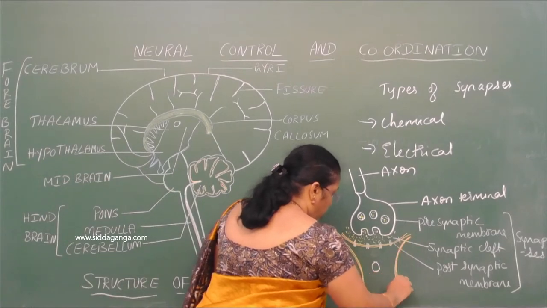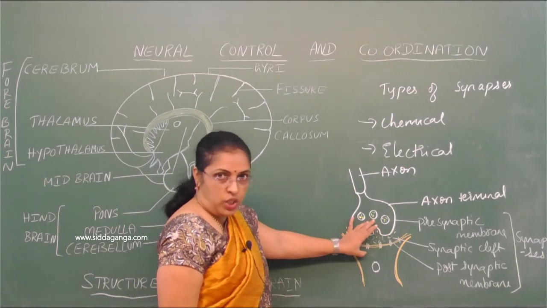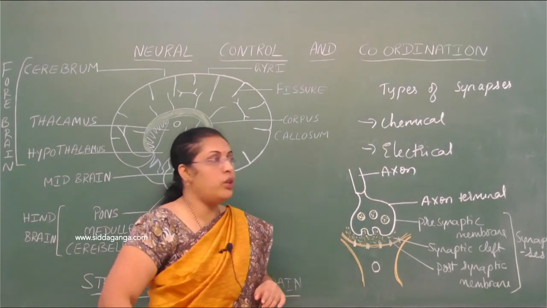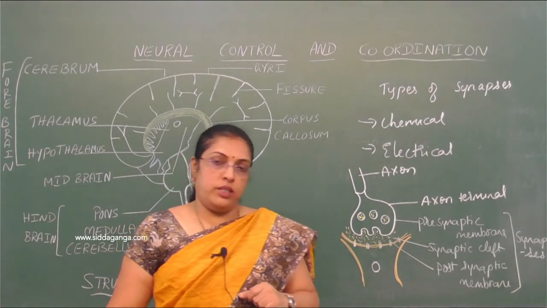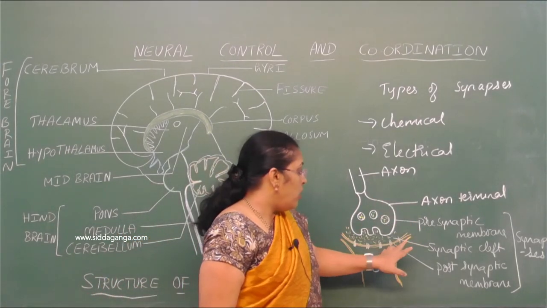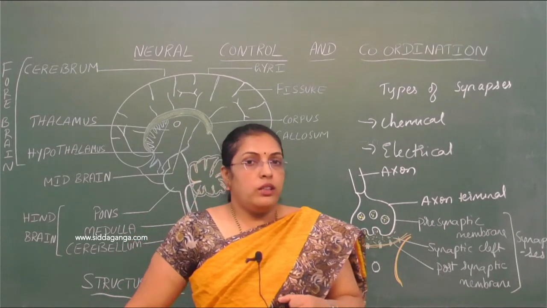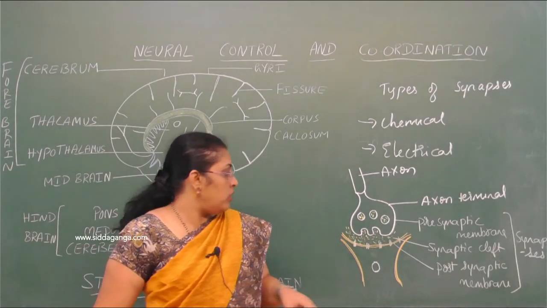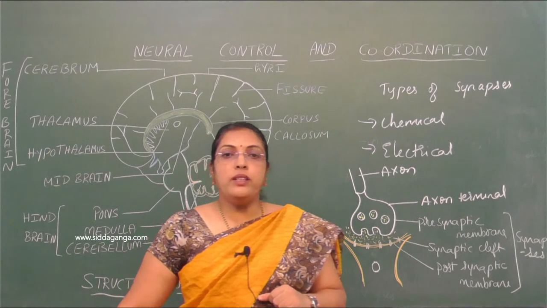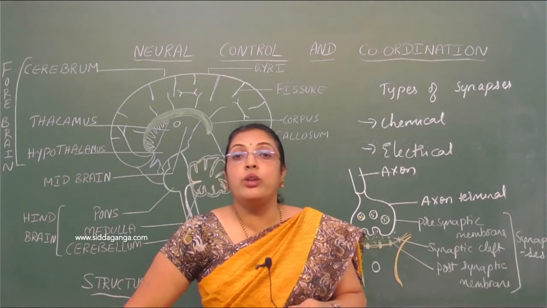When an impulse or message is transferred from one neuron to another neuron, we see a junction between the axon of one neuron with the cell body or dendrites of another neuron. That junction is called synapses. So this synapses is made up of presynaptic membrane of axon and synaptic cleft and postsynaptic membrane of dendrite of another neuron or cell body of another neuron. Between these, the space present is called synaptic cleft. Amsashri, gap between axon ending and dendrites of another neuron is called synapses.